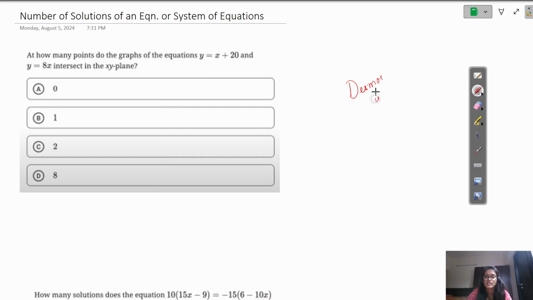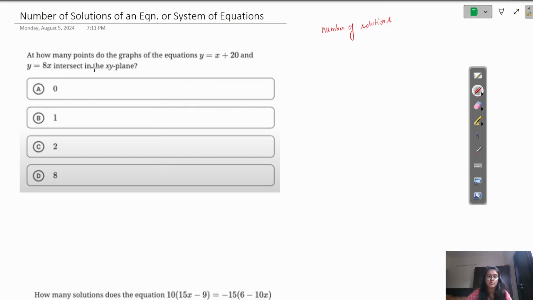DESMOS is God, and in this part of the series we are going to look at the number of solutions of an equation or system of equations. You can solve the questions which are based on finding out just the number of solutions. You don't have to find the solution, you just have to find out how many solutions the equation or equations will have.